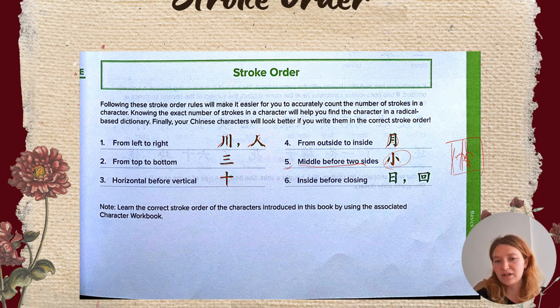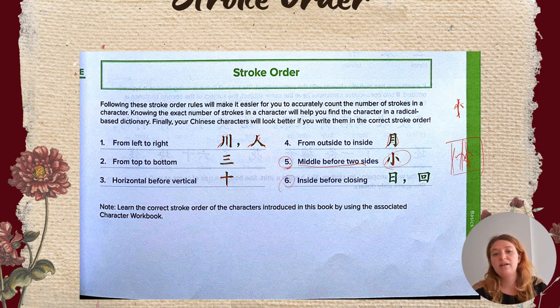So this one is actually kind of a bit of a confusing rule, but you'll find, for example, the heart radical. If you go back to that radical page, it looks like this, and when you write that element, you write it like this. So you write the line first and then the 2 dots on the other side. Okay, that's where that rule comes into play.